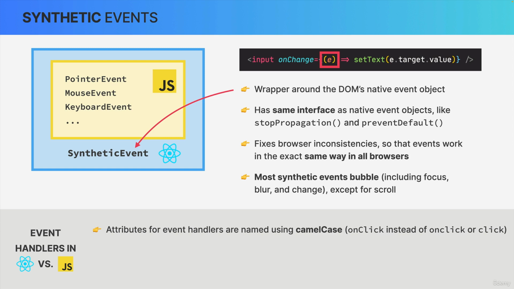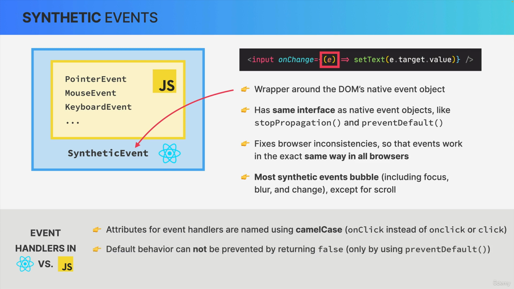Now, in vanilla JavaScript, whenever we want to stop the default behavior of the browser in response to an event, we can return false from the event handler function. And the big example of that is the browser automatically reloading the page when we submit a form. However, if we would attempt to return false in a React event handler, that would simply not work. So in React, the only way to prevent the browser's default behavior is to call preventDefault on the synthetic event object.